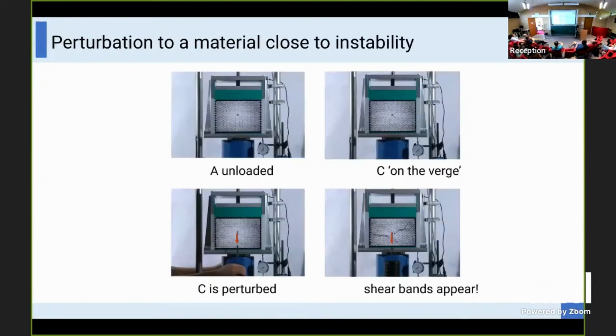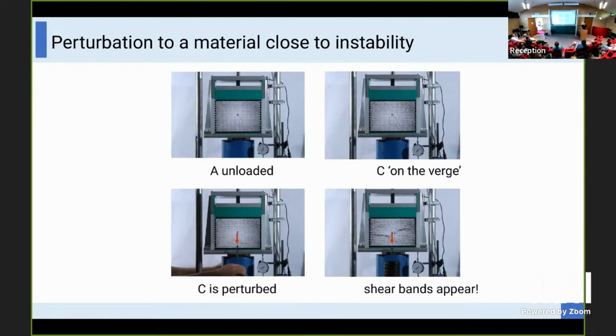This is illustrated here in this slide, where you see the experiment, and this figure is point C, on the verge of instability, so the material is still homogeneous. But then we apply a small perturbation in the form of a point force at the center of the sample. Actually, we just put a small weight at the center of the sample, and immediately shear bands appear. So this perturbative method is very effective in detecting the threshold of material instabilities.